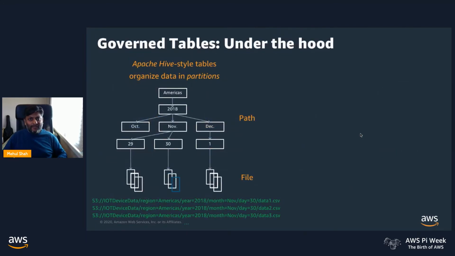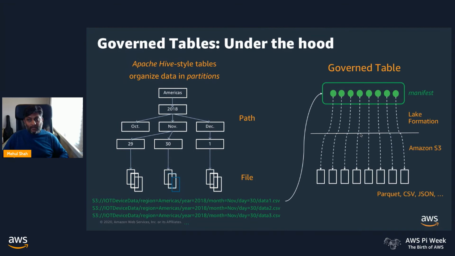To see how this all works, let's take a look at what traditional data lake tables look like on S3. These are Apache Hive style tables. Typically, the way these tables are organized is they're just a collection of files which contain the rows and columns. And these files are organized under partitions, or really just S3 paths. In this case, we have data that's organized by region, year, month, and day. Now, a governed table is basically the same set of files.